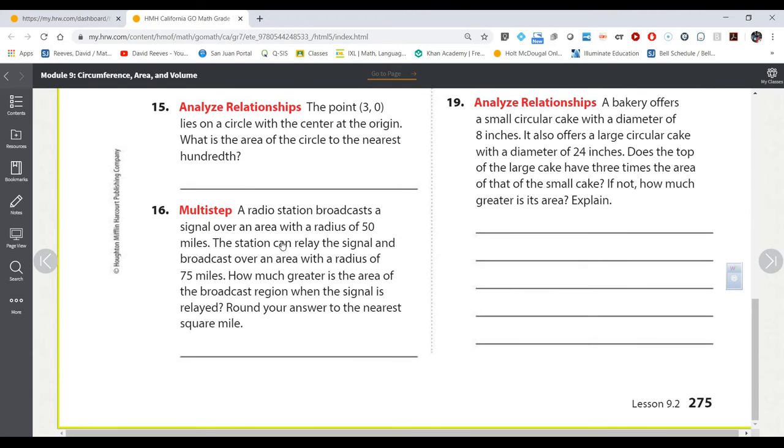How about number 16? A radio station broadcasts a signal over an area with a radius of 50 miles. A station can relay the signal and broadcast over an area with a radius of 75 miles. How much greater is the area of the broadcast region when the signal is relayed? Wow. I sure butchered that one, didn't I?